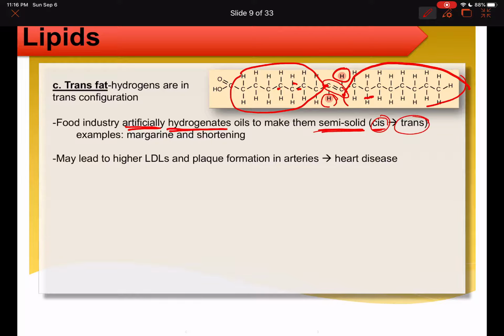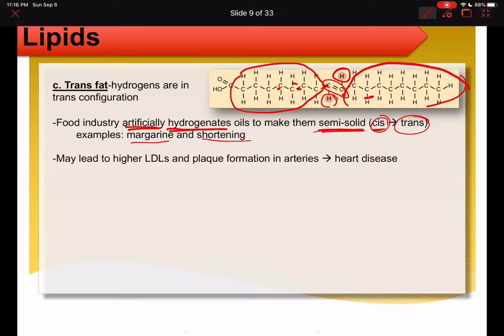And in the beginning, why they were doing this is to make the shelf life of, for example, margarine and shortening a lot longer in stores so that they don't have to throw oils that are not sold down the trash.